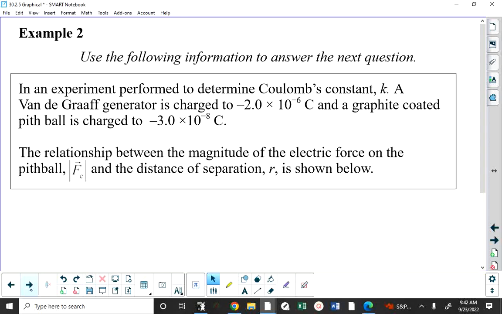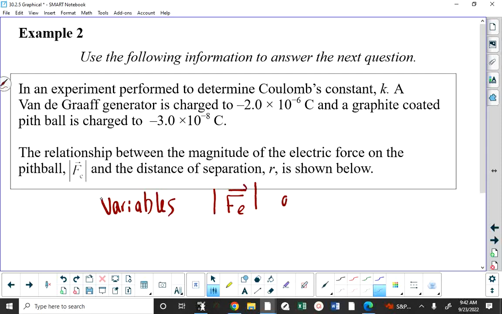In an experiment designed to determine Coulomb's constant, you take 2 charged objects. Those are fixed charges. We're not going to change them throughout the experiment. And you're going to put them a certain distance apart and measure the force. And then you're going to change the distance and measure the force. Unfortunately, your variables of electric force and R are not linearly related.